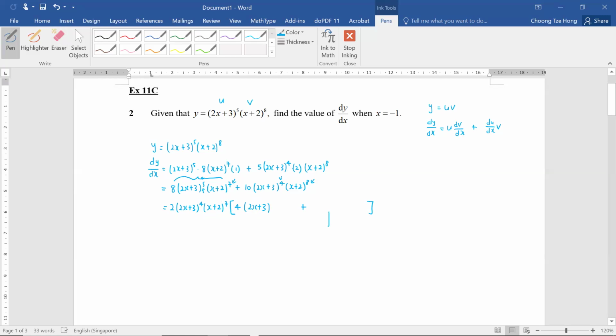For this one, ask yourself the same question. There's a 10 here. Outside you have taken out 2, so that means there's a 5 remaining. (2x + 3)^4 has been fully factorized out. Then (x + 2)^7, over here is (x + 2)^8, so that means one more (x + 2) left. All we need to do is simplify the terms in the square brackets, and then we are done with the differentiation already.